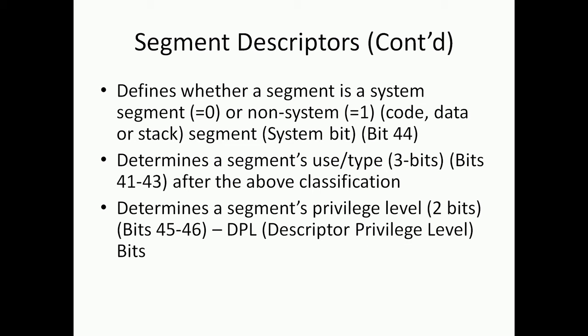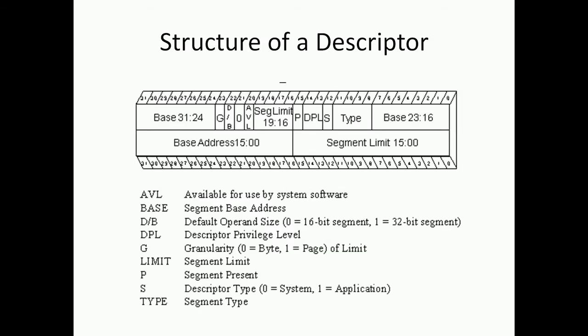It also defines whether a segment is a system segment, that is 0, or a non-system segment, that is a user segment, which is code, data, stack. That is called the system bit, bit 44: 1 means non-system, 0 means system. It also determines a segment's use or type. There are 3 bits, and we will see what those 3 bits stand for. It also determines a segment's privilege level. There are 2 bits, bits 45 and 46, which hold the descriptor privilege level, DPL.